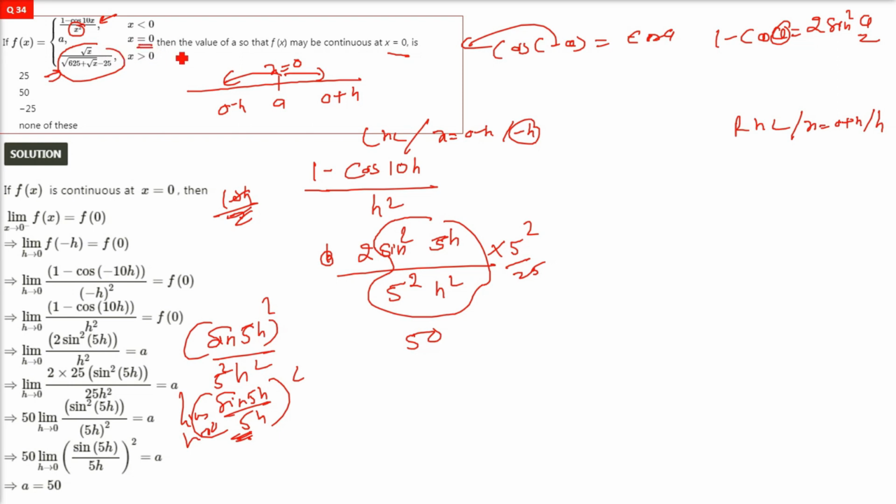So RHL you don't have to find out. If you want, you can find out the RHL and equate it to a. That is the way you can do. But I am comfortable with the left hand side. So I found the answer as a equal to 50. So the option is second. The option you need to choose is the option number 2.